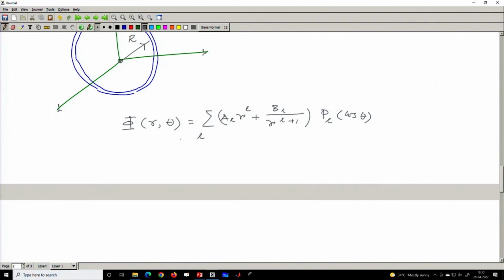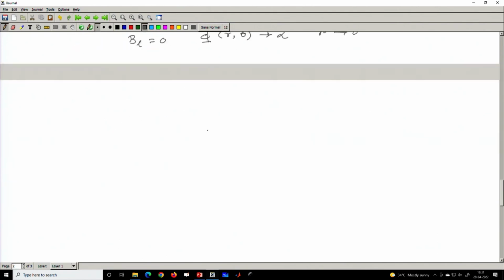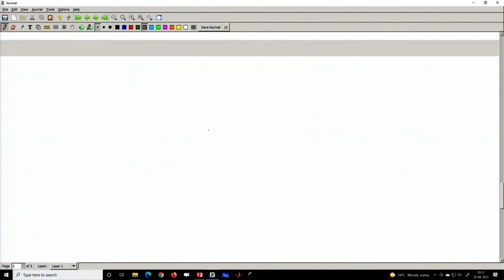Now you can see that when r tends to 0, this term is going to blow up. That means it is non-physical for the potential to blow up as r tends to 0. So that eventually tells us that B_L equals 0. Why? If it is not 0, then this quantity tends to infinity for r tends to 0, which is not acceptable. So from the very beginning, I can say that B_L has to be 0. Then what should be the form of the potential?